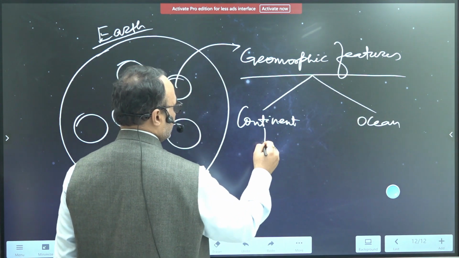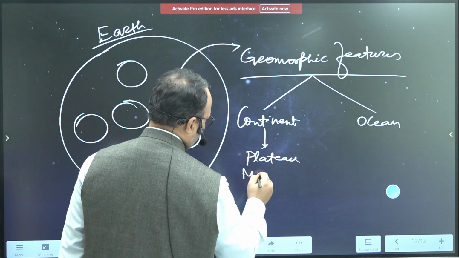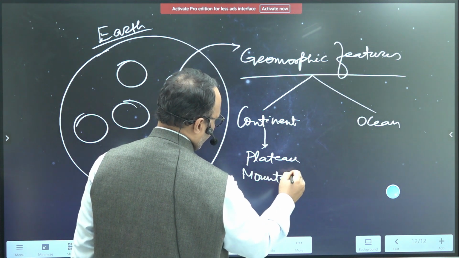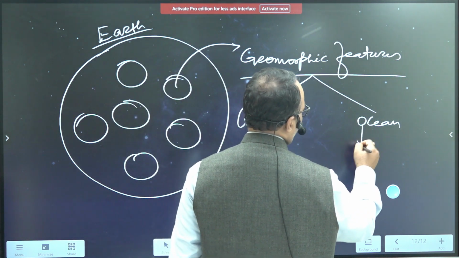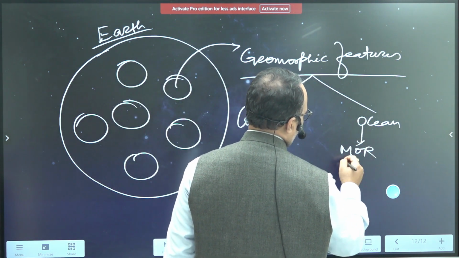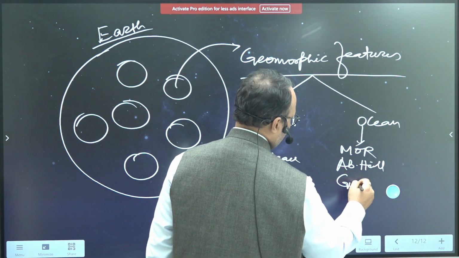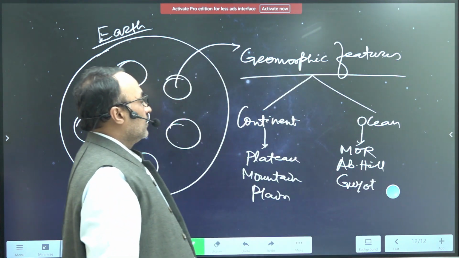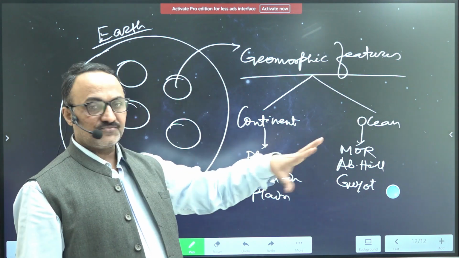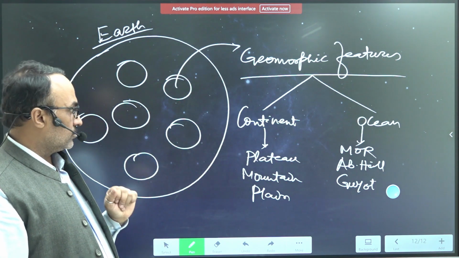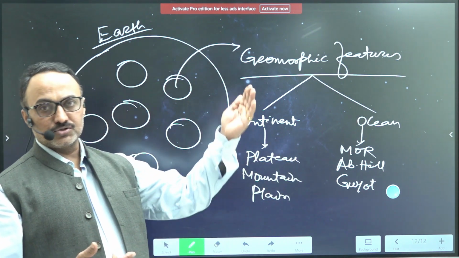Inside the continent, we can observe plateau, mountain, and plain. Inside the ocean, we also find mid-oceanic ridges, abyssal hill, guyot, and so many others. So these are the geomorphic features. If you observe the globe, then you will observe these features distributed throughout the globe. Now the question arises, how these features have evolved in a long duration of time.